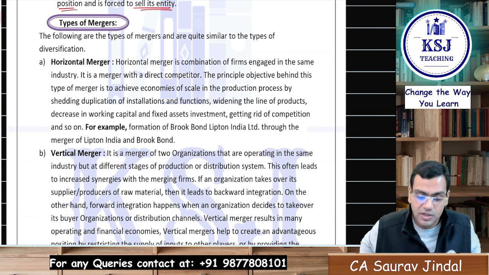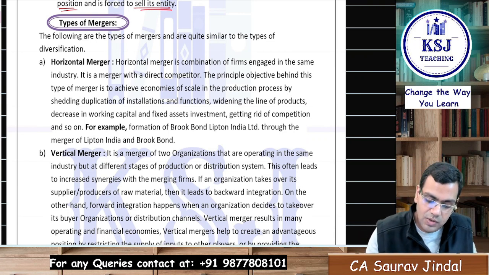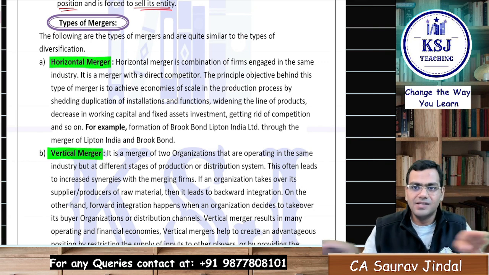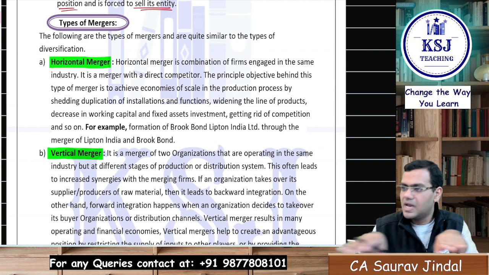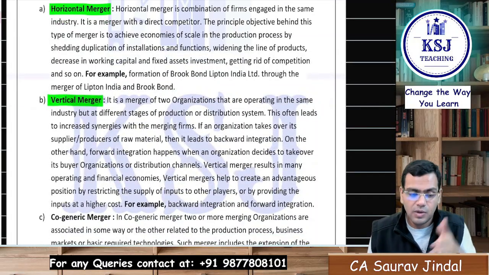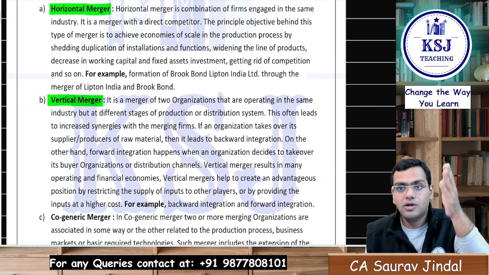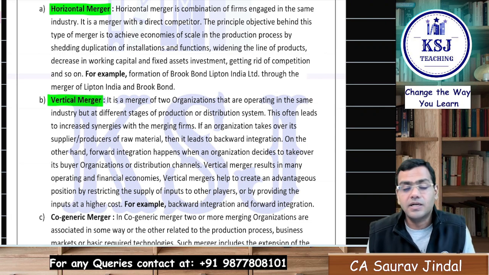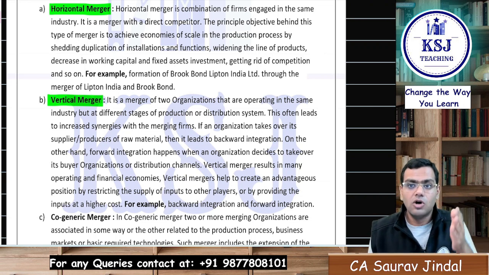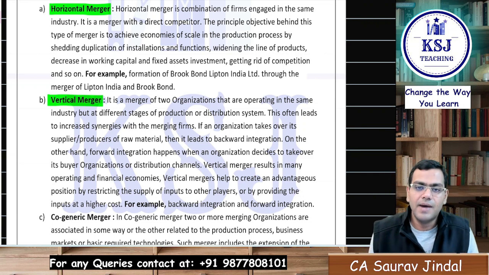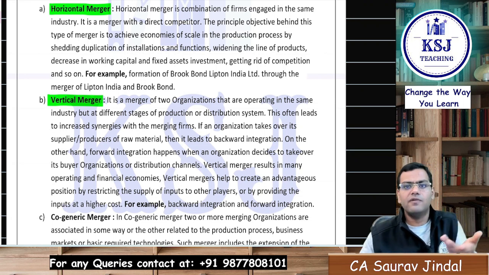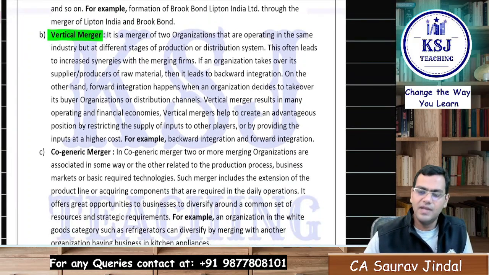Now, the types of mergers: horizontal merger, vertical merger, we have already discussed it in the last lecture also. Horizontal is when you merge with a firm that is in the same business line, on the same platform. What is a vertical merger? You are into mobile manufacturing, and you acquire or merge with a company that is manufacturing the batteries for your mobile phone. That is a vertical merger. And a vertical merger can be forward, backward, both ways.